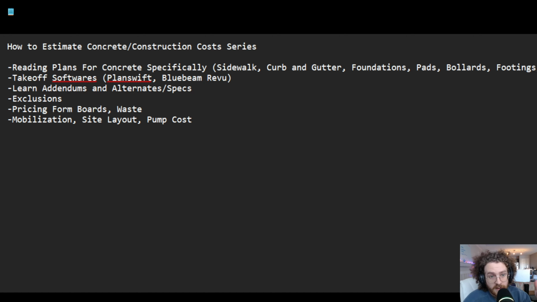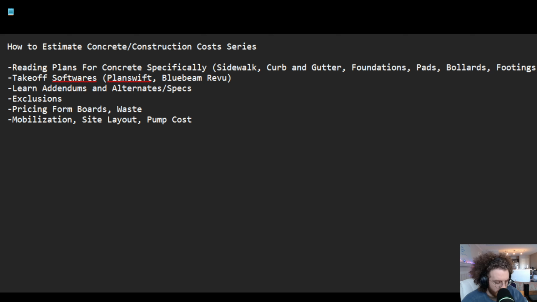So we've read plans. We didn't go over curb and gutter. We went over foundations, pads, bollards. Bollards was simple. We went over footings a little bit. I kind of showed you what the boxes were. We went over the takeoff softwares and just kind of what they do. Very, very short, very simple. Learning addendums and alternates slash specs. So we're gonna keep this one really short too. We're gonna keep this stuff simple, just not to overcomplicate things or speak out of turn.